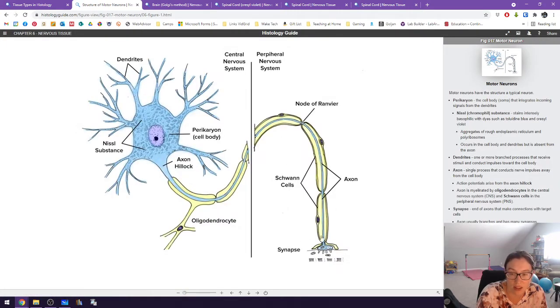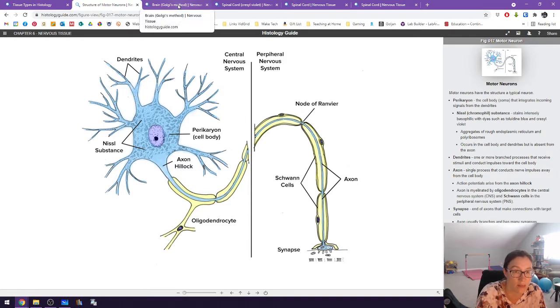And so this is going to be called a myelin sheath, and it's made mostly of lipids, so these don't stain very well. Any of the areas where you have myelinated axons, you're going to see sort of a glassy, open area.